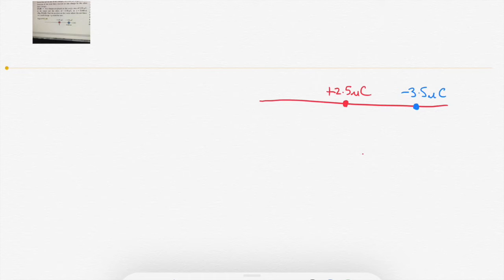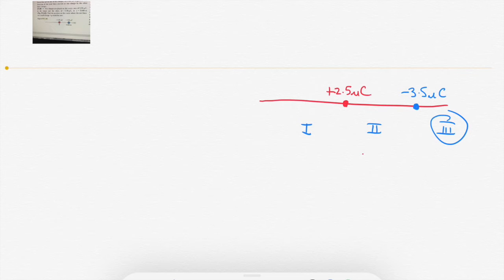So the idea here is that the positive 2.5 microcoulomb charge is going to repel our positive test charge everywhere along the x-axis, and our minus 3.5 microcoulomb charge is going to attract it everywhere along the x-axis. So if we look at the three possible places it can be, so it can be here, here, or here, 1, 2, or 3 in regions of space.